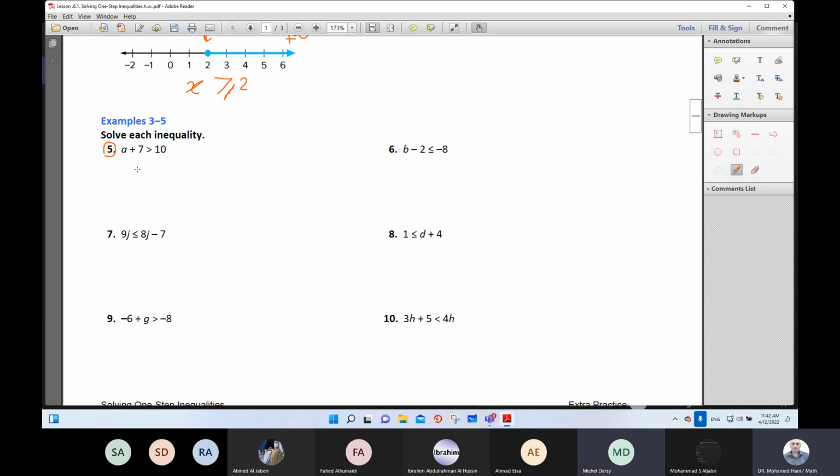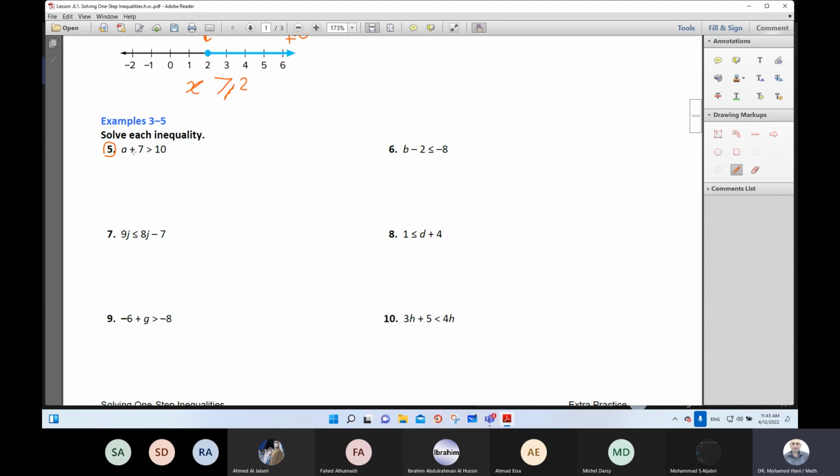Mister, I don't know how to solve it. Okay. Listen to me, please. When you have the inequality and you want to solve this inequality, it means find the solution of this inequality. What are the values of A? So A is the variable. We want to keep the variable alone on the same side. To keep A alone, we must remove the number. How to remove the number?